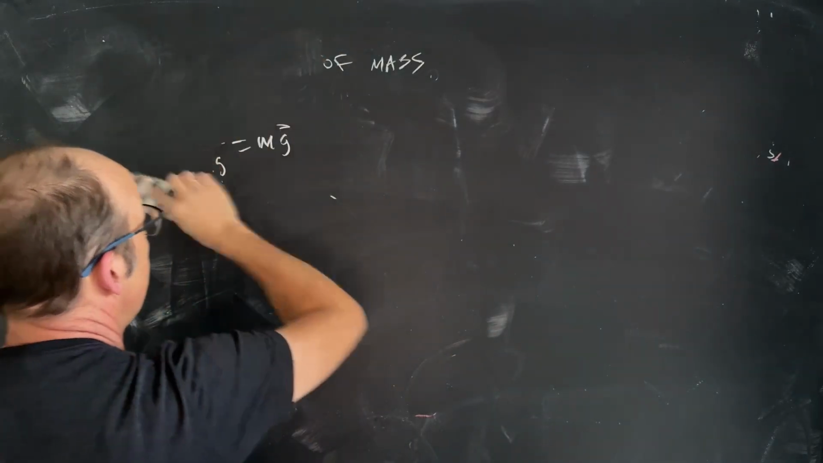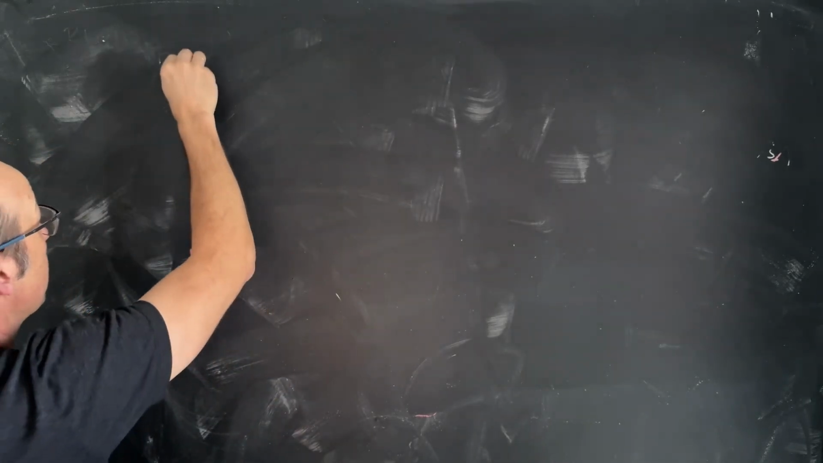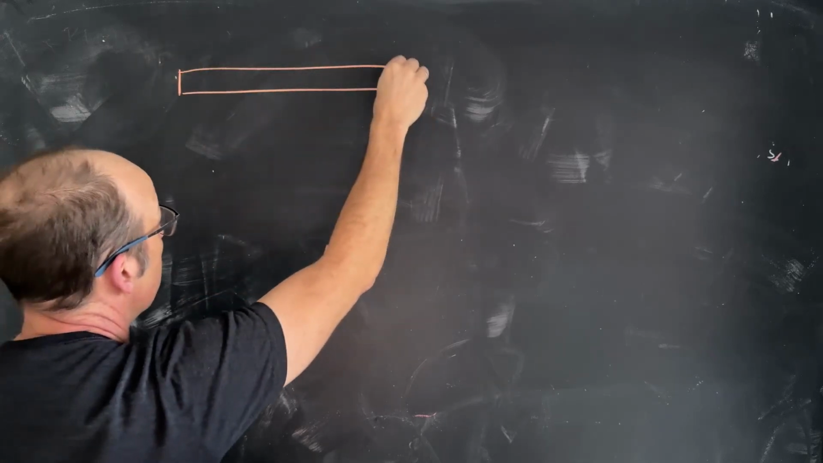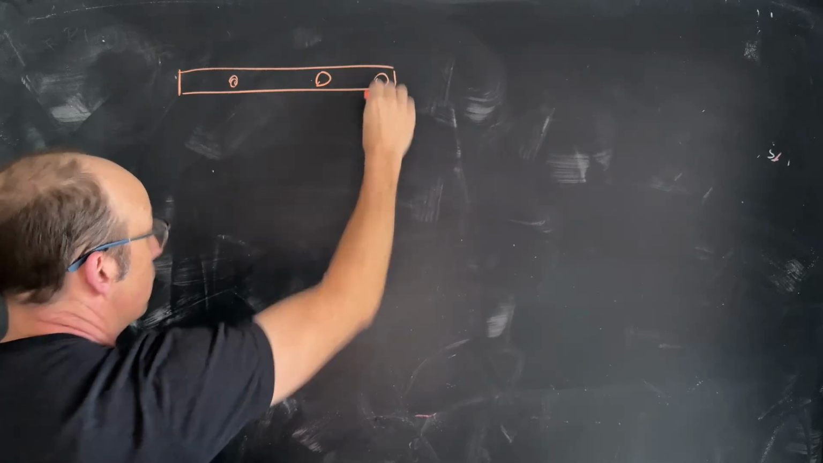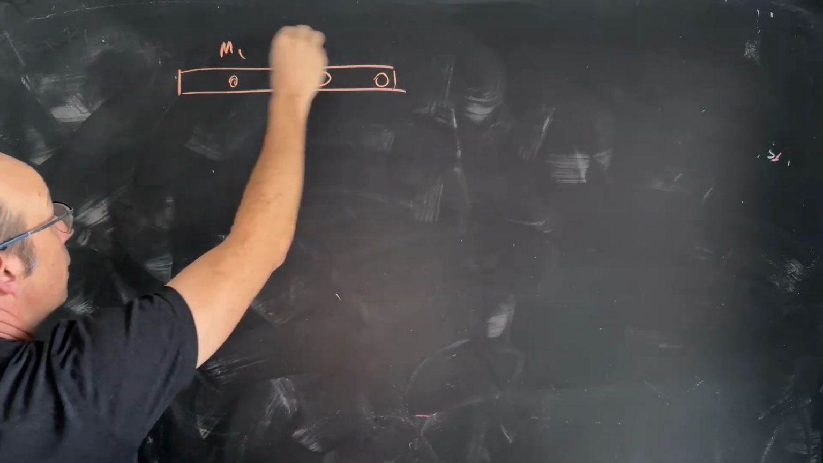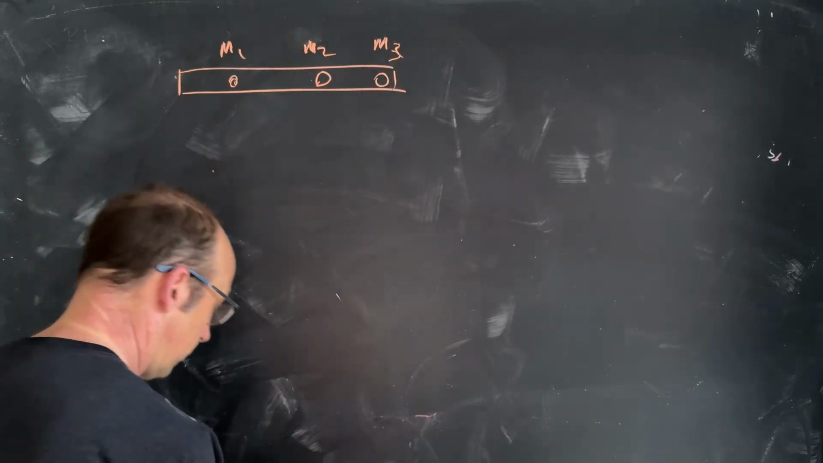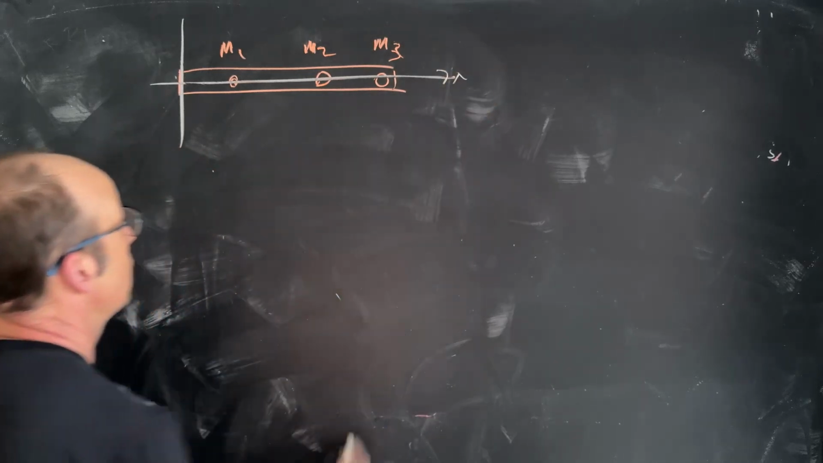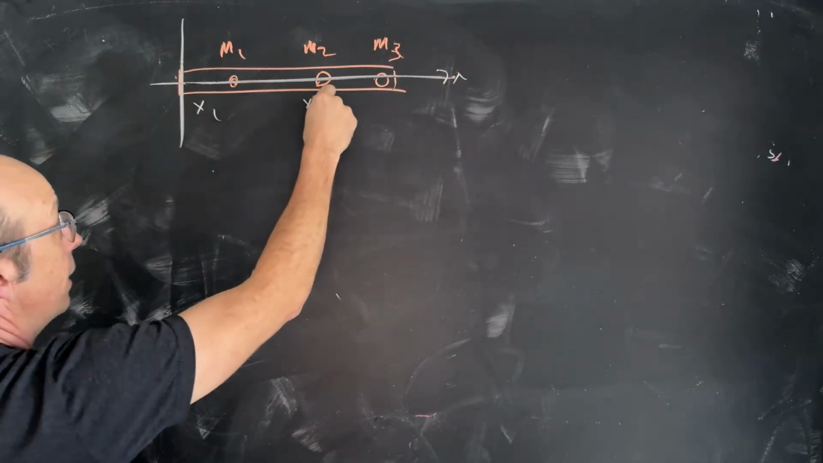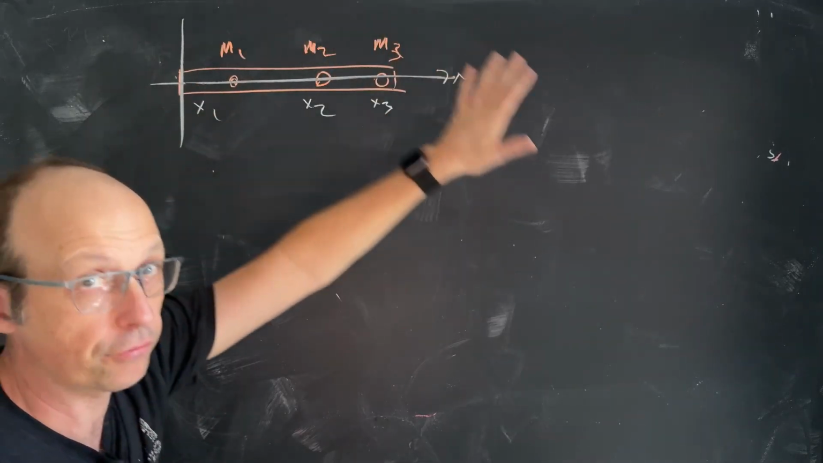So suppose I have a stick and it's made of 3 points. So here's my stick. I'm going to draw it here. And so it has 3 points. They're unequal. So I have m1, m2, m3. And this is the x-axis, and so this is at x1, x2, x3. So there's no real stick. It's just made of those 3 masses.